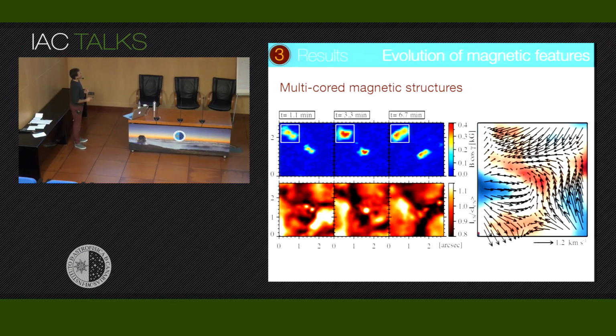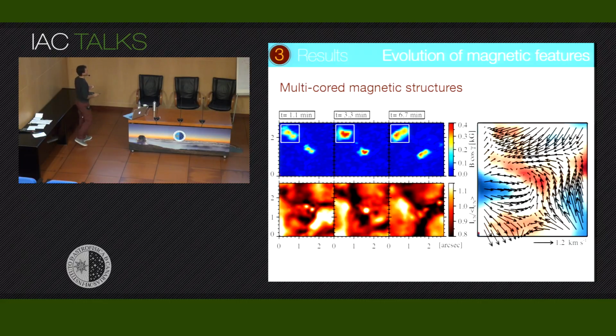This is the line of sight magnetic field, and here I show the CM band filtergram. In this panel on the right, I also show in colors the line of sight velocity, and in arrows the horizontal velocities, where we can see that what we have here is just a vortex flow. So this element is located within this vortex flow.